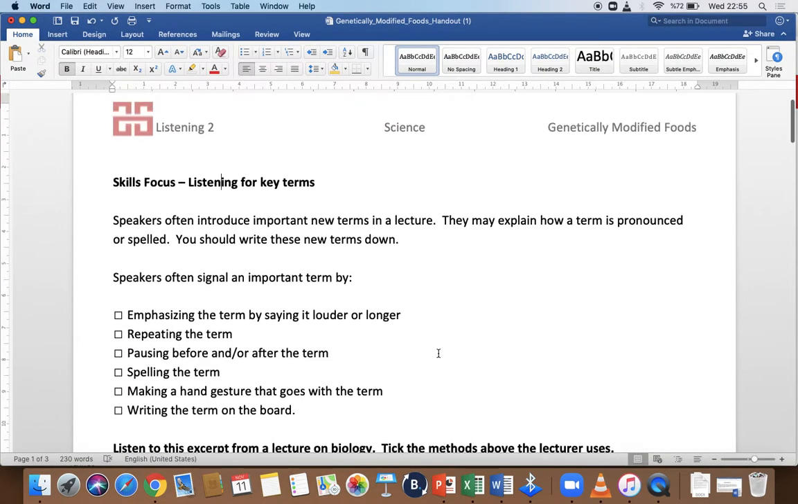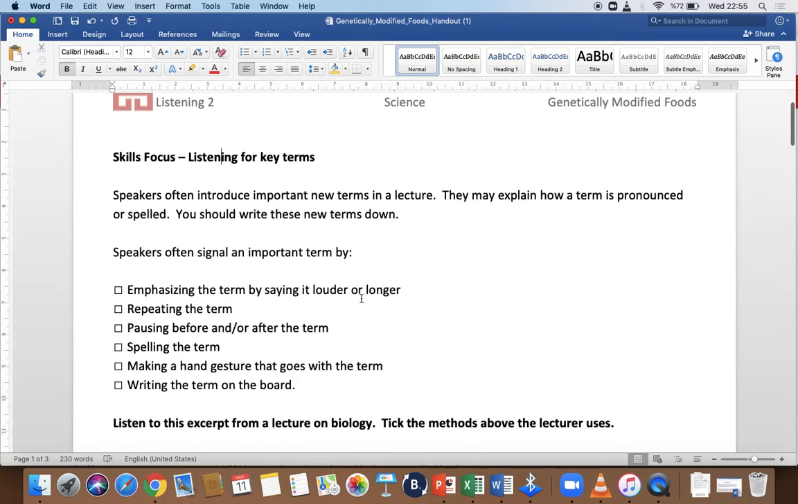And the handout starts with a skills focus, listening for key terms. In lectures, as you know, speakers often introduce important new terms. They may explain how a term is pronounced or spelled. You should write these new terms down. And there are some ways to signal important terms.